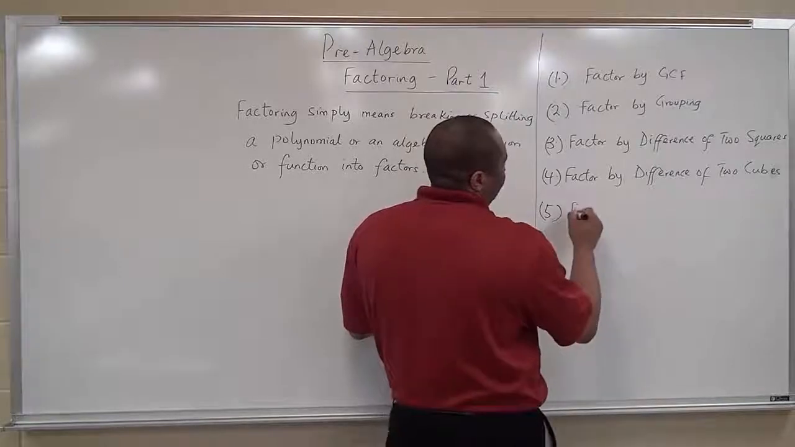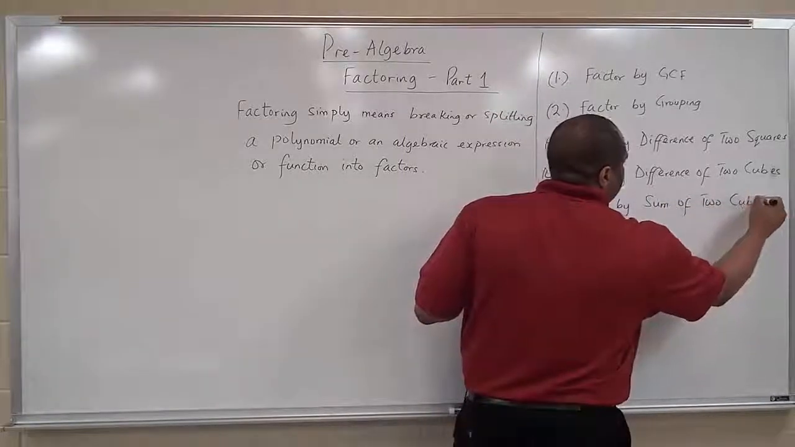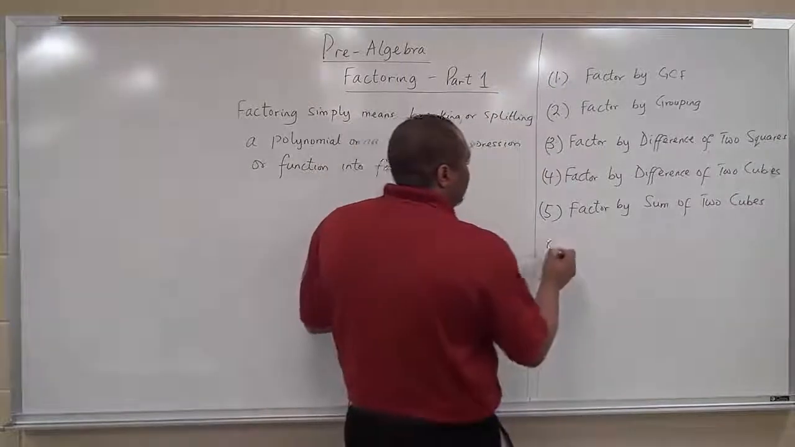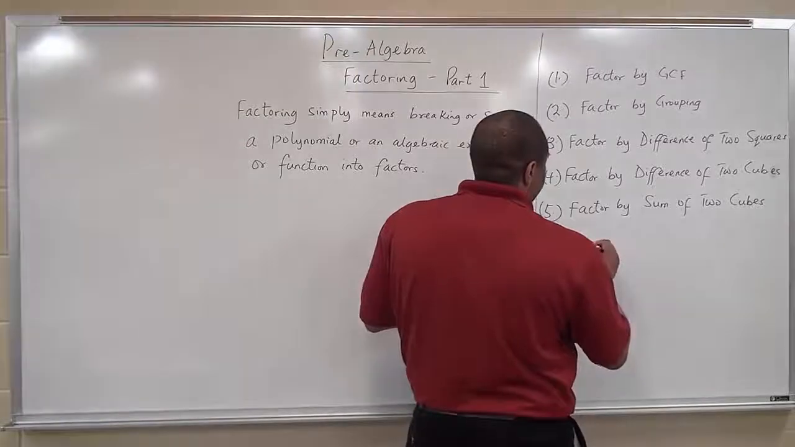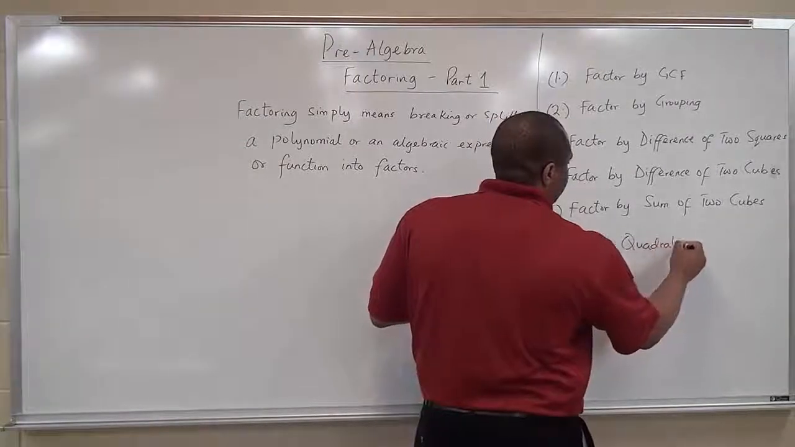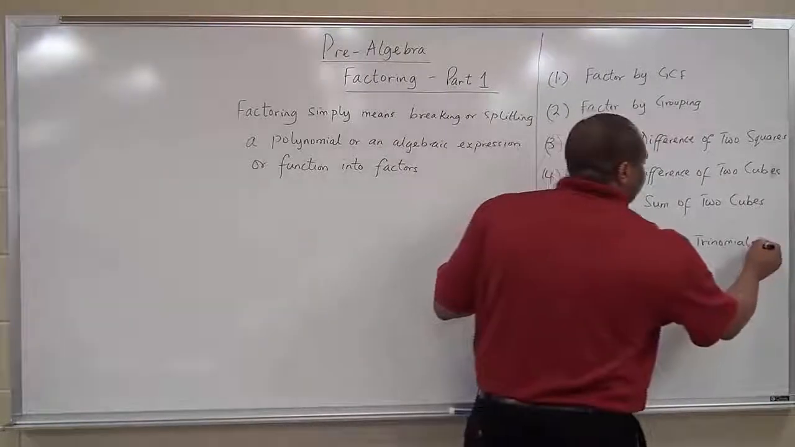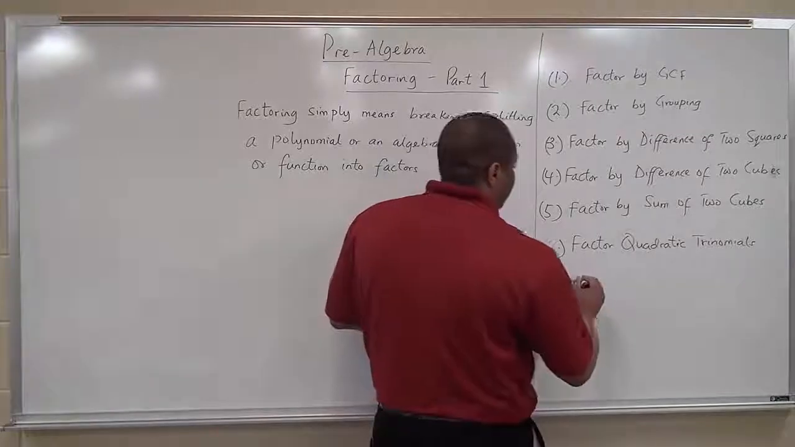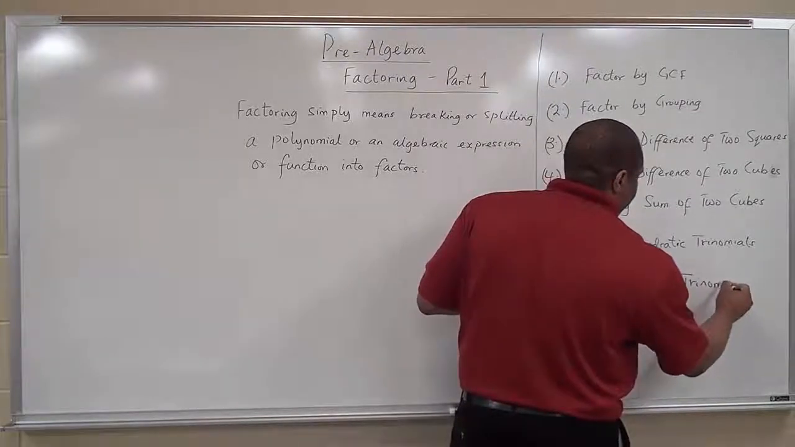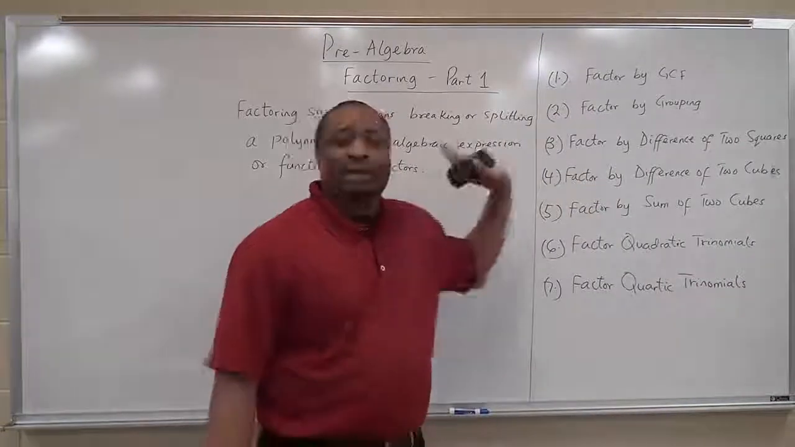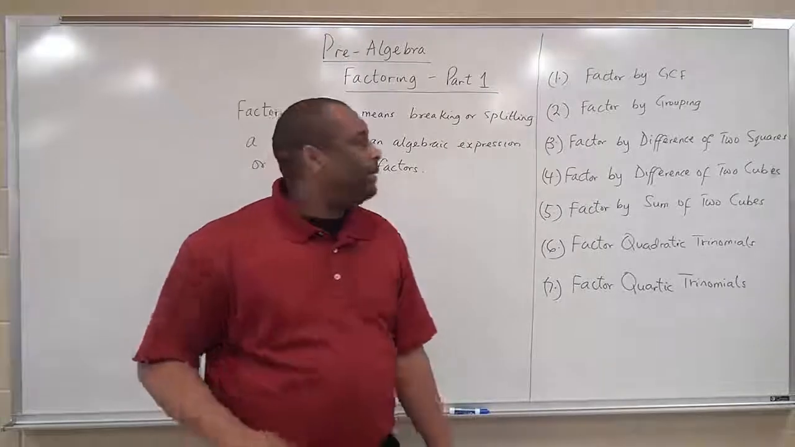We can factor by the sum of two cubes. Number 6, factoring quadratic trinomials. Number 7, factoring quartic trinomials. We have several more, but for your level, for your class, we are just going to learn these.